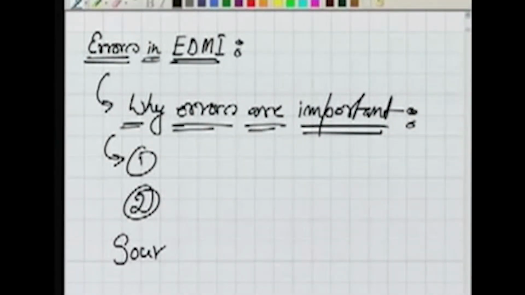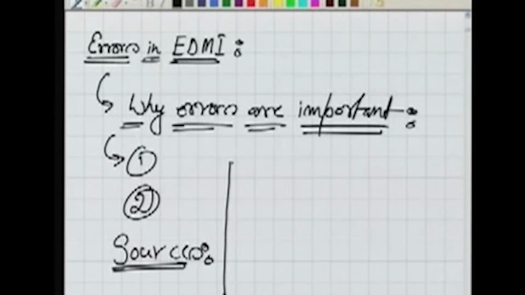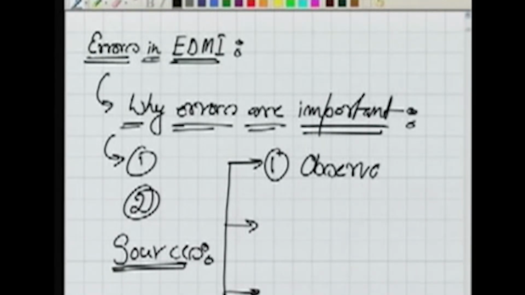Now when we talk about the errors, we should know what are the sources. What are the sources of error? In all the cases, whatever surveying or whatever equipment we are using, generally we classify these sources in three categories. Number one is the error which is because of the human being, the observer. Okay, what could be the error in case of EDMI by the human being?